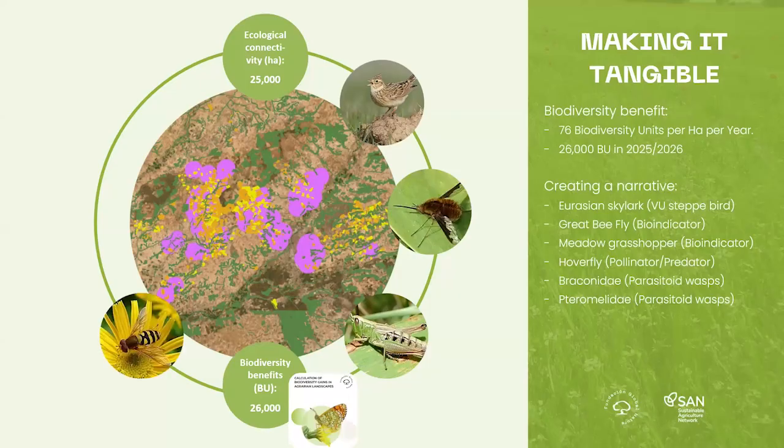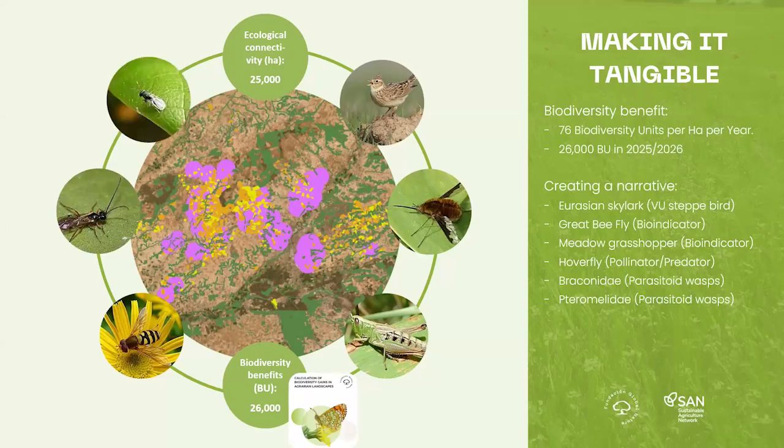If you click there, hoverflies, which are predators but also pollinators, Braconidae, some parasitoid wasps that allow us to control pests of the cereals, and Pteromalidae, another parasitoid wasp that allows us to control those organisms that impact negatively our crops. So this is the type of stories that we can create through this approach.